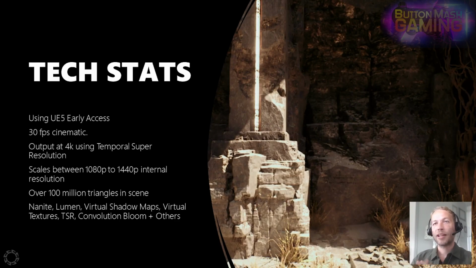So some tech stats. This is running on UE5 early access. It is a 30 FPS cinematic on Xbox Series X. We're outputting at 4K using temporal super resolution, UE5's new upscaler. Internally, the input res is about 1080p to 1440p, and the scene has over 100 million triangles in it. We are using Nanite, Lumen, virtual shadow maps, virtual textures, TSR, convolution bloom, and many other new technologies.